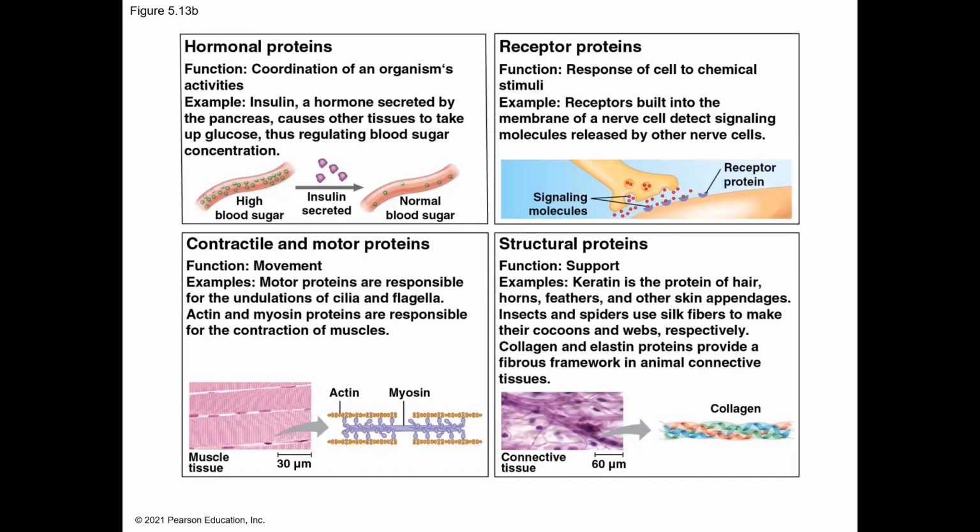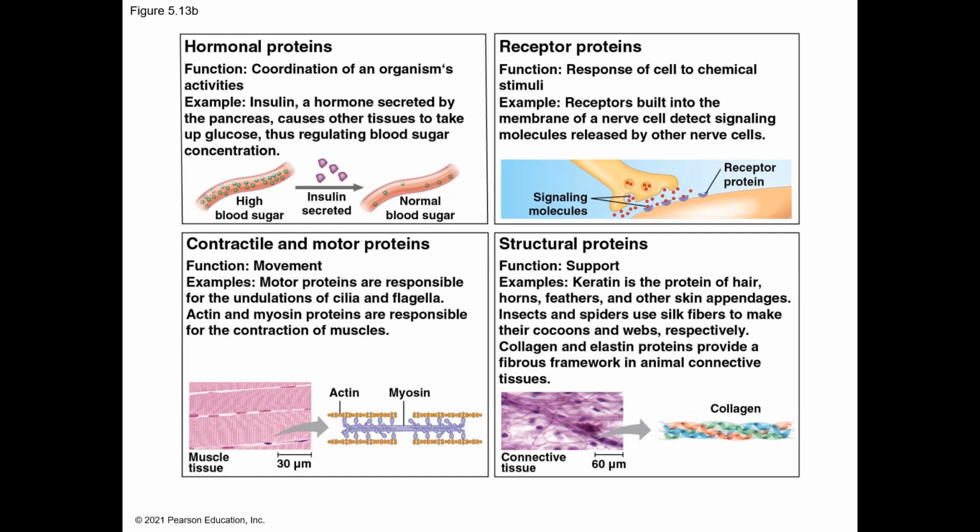Hormonal proteins. Their function is the coordination of an organism's activities. A great example is insulin, a hormone that's secreted by the pancreas to reduce blood sugar in the blood. Receptor proteins. Their function is to react and respond to chemical stimuli. For example, the receptors built into the membrane of a nerve cell that can detect signaling molecules released by other nerve cells. Without receptor proteins, we wouldn't be able to react to stimuli in our environment.